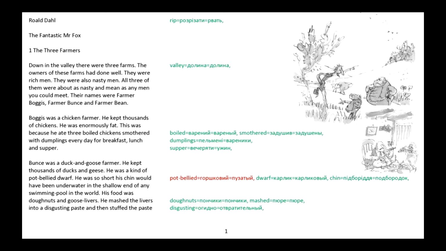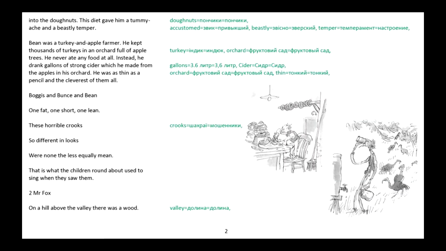Bunce was a duck and goose farmer. He kept thousands of ducks and geese. He was a kind of pot-bellied dwarf. He was so short, his chin would have been underwater in the shallow end of any swimming pool in the world. His food was donuts and goose livers. He mashed the livers into a disgusting paste and then stuffed the paste into donuts. This diet gave him a tummy ache and a beastly temper.